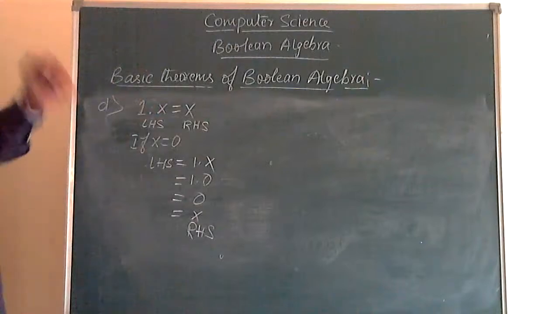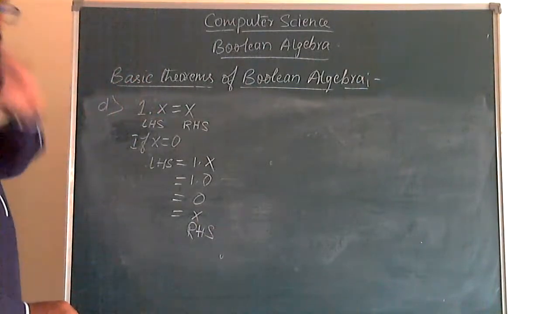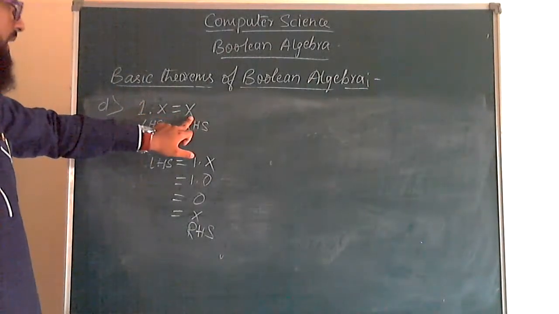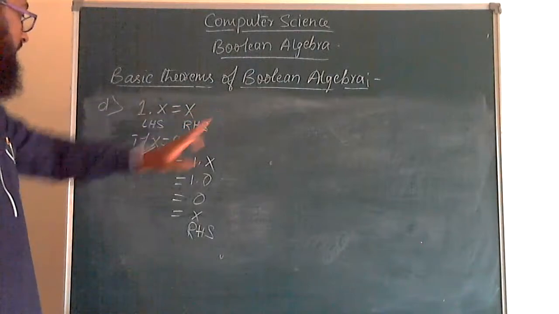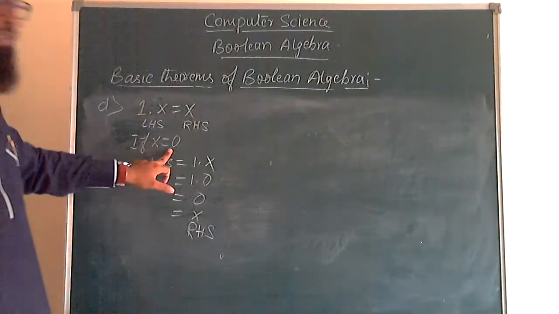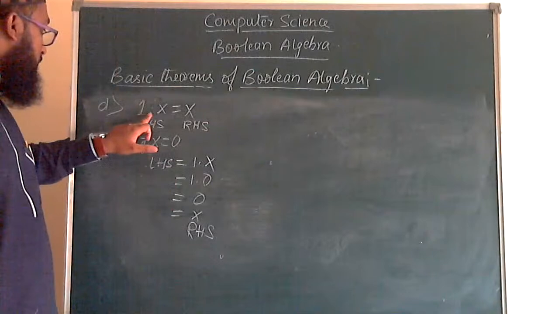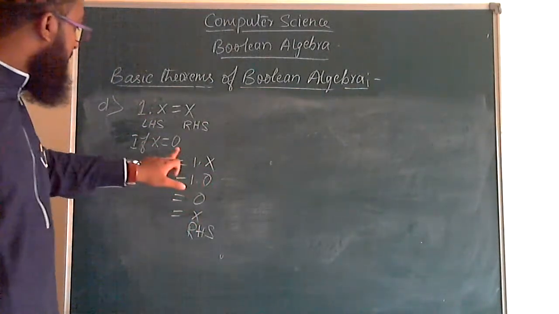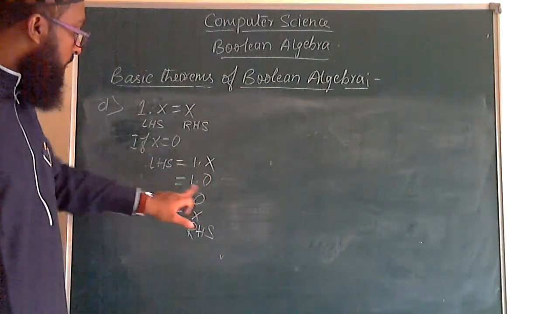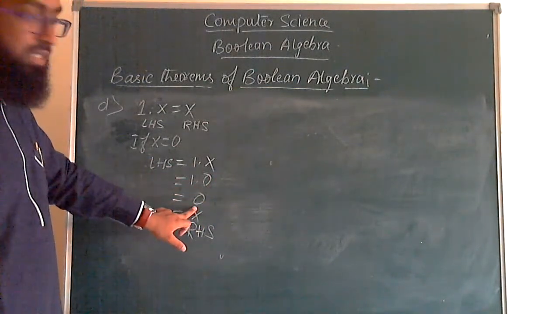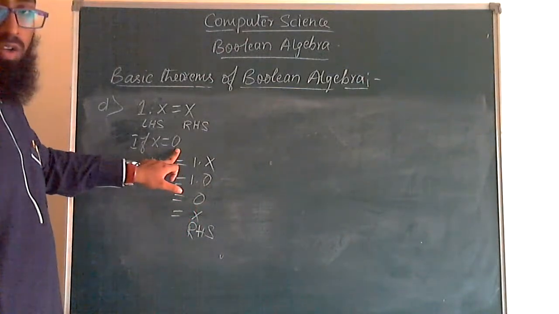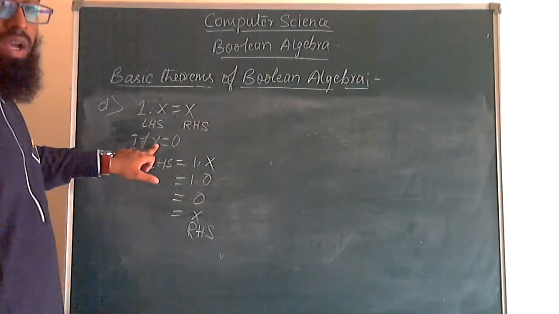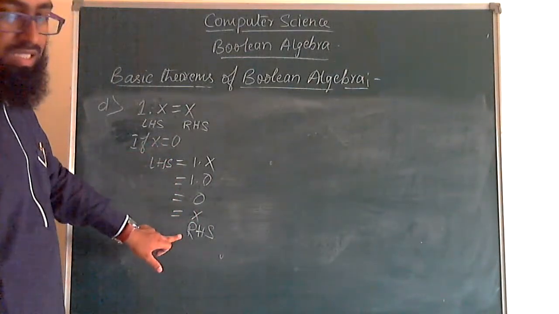I will explain once again. 1 into x is equal to x. This one is the LHS, and this one is the RHS. If x is equal to 0, LHS is equal to 1 into x, and the value of x is 0 here. So 1 into 0 becomes 0. Since 0 is here, 0 is equal to x, so the answer is x.